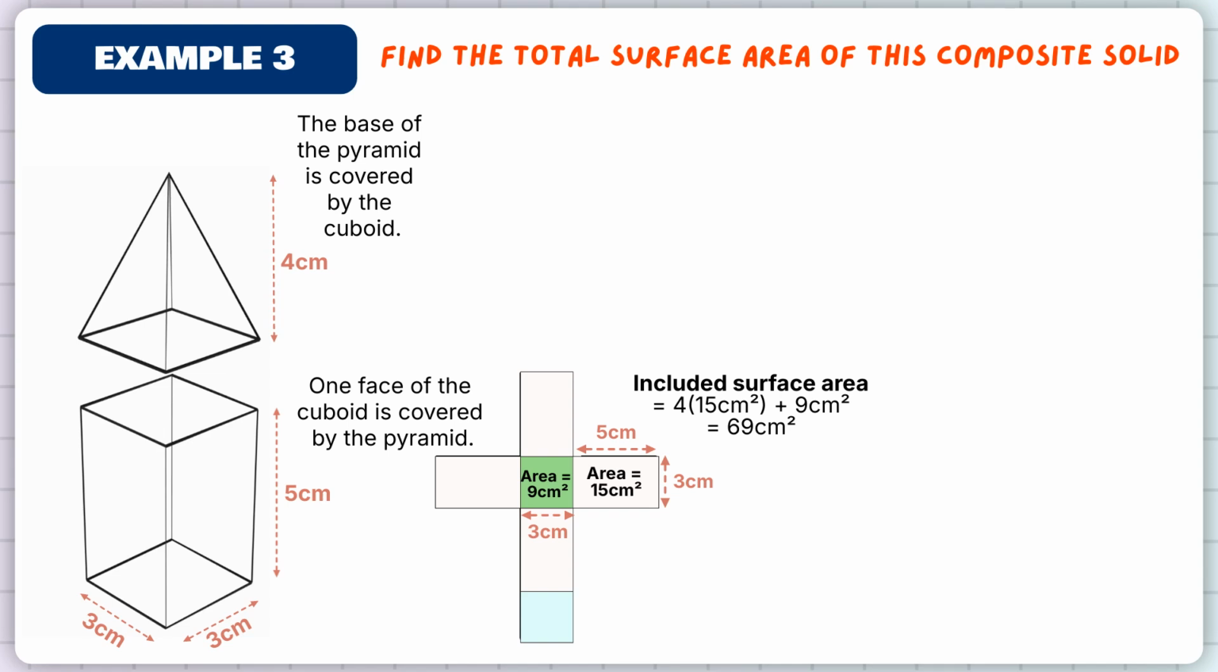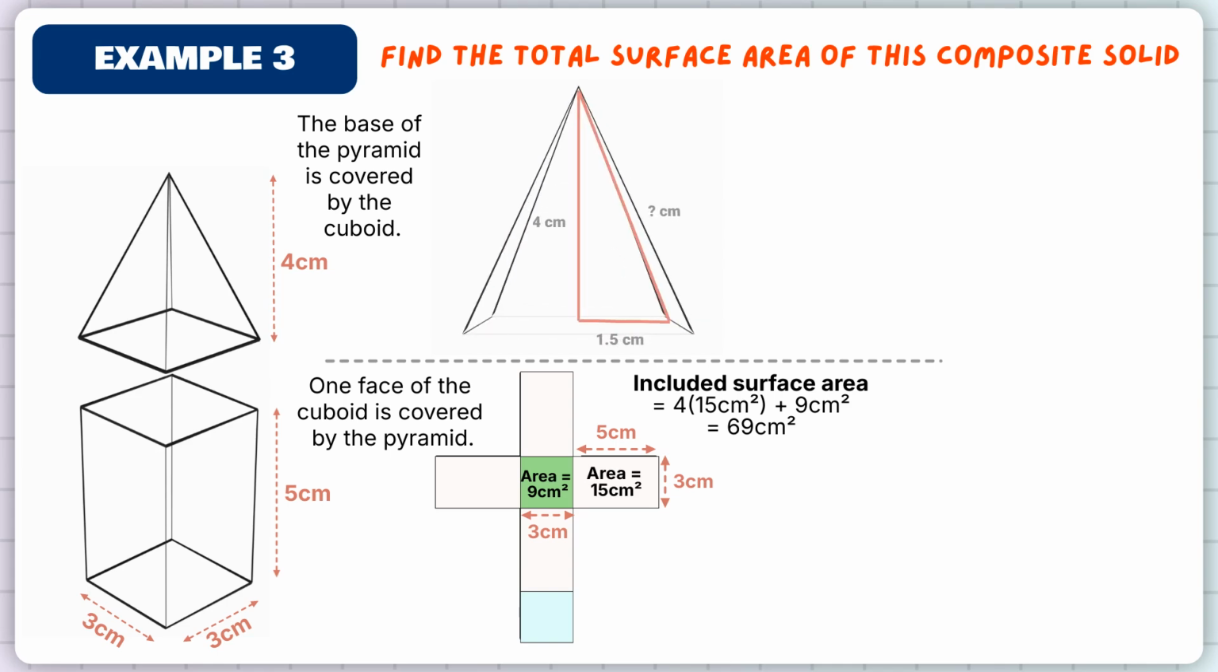Moving on to the pyramid, let's examine its net to calculate its surface area. We do not count the base of the pyramid because it is covered by the top face of the cuboid. So that leaves us with 4 triangular faces. Each triangle has a base of 3 centimeters. We know the height of the whole pyramid is 4 centimeters, but the height of the individual triangles is unknown. To calculate the area of each triangle, we first need to calculate the height of the triangular face.